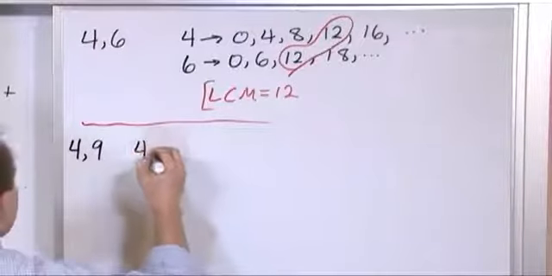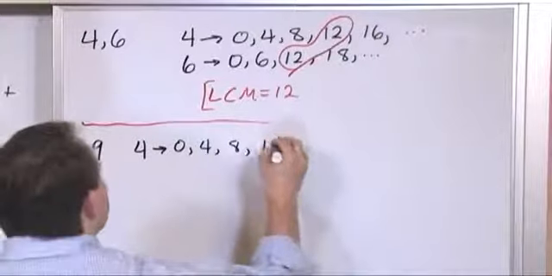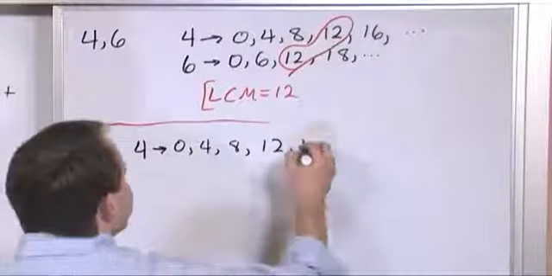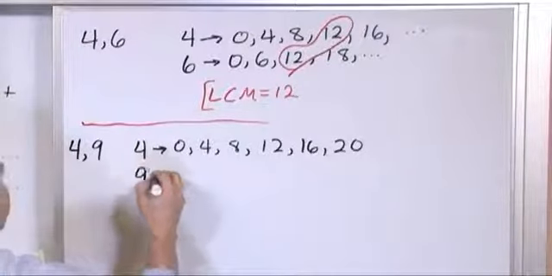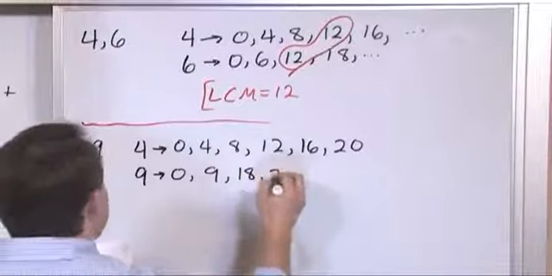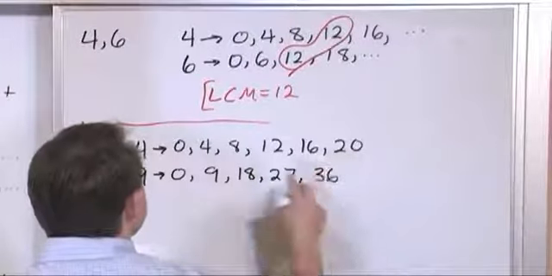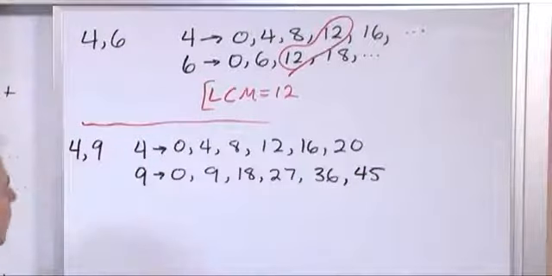For the number 4, we're going to have 0, 4, 8, 12, just counting by 4s, 16, 20, let's stop there for now. For 9, the multiples are 0, 9, 18, 27, 36, because 9 times 4 is 36, 9 times 5 is 45. Okay, so we start looking.